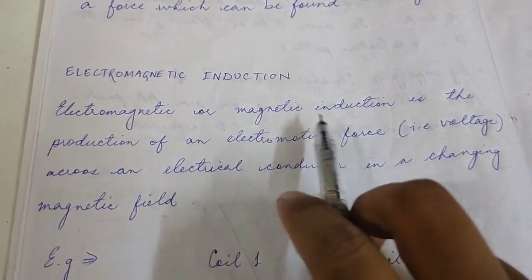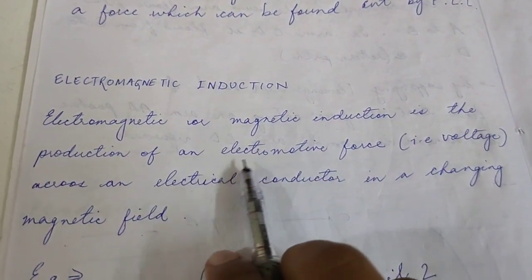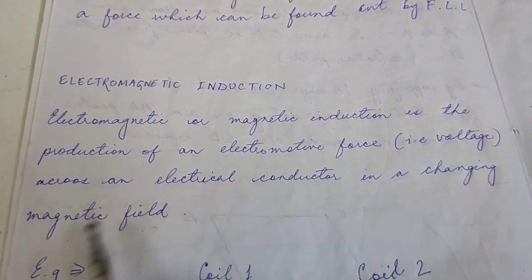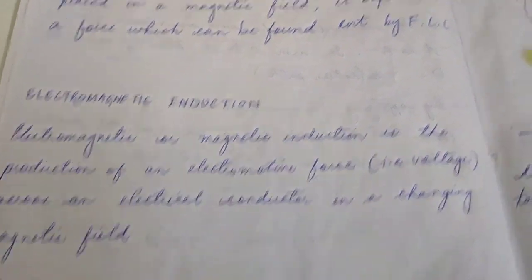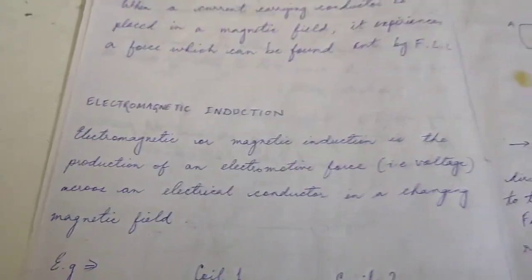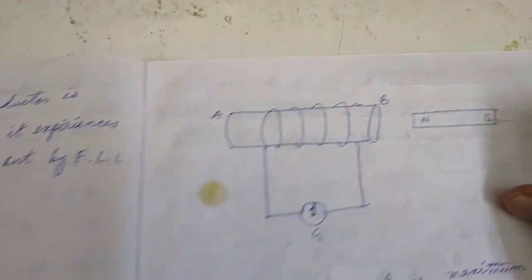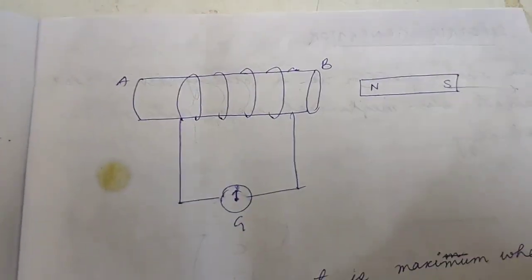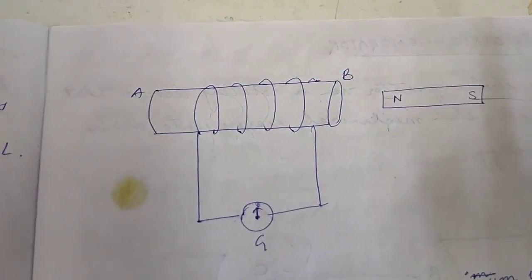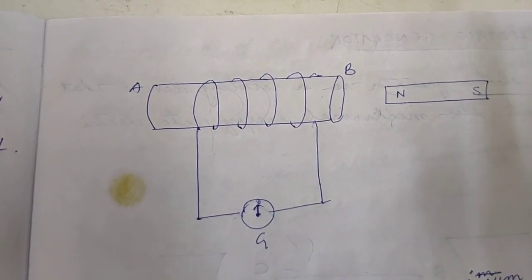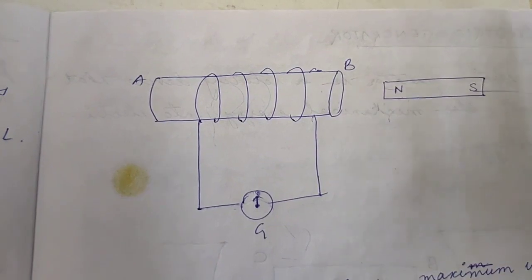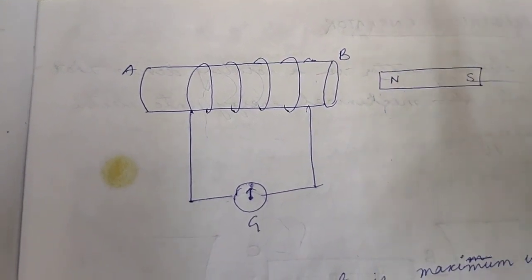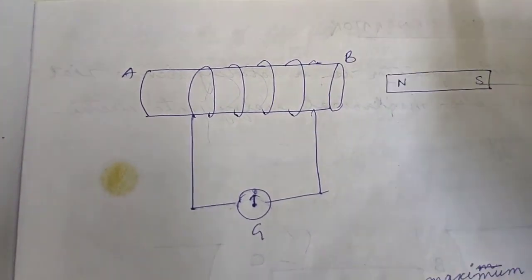Electromagnetic or magnetic induction is the production of an electromotive force, that is voltage, across an electrical conductor in a changing magnetic field. As taught to you in an earlier class, when a current carrying coil is placed in a magnetic field, it experiences a force, and a moving magnet will produce some current, as told by Faraday. So now let us give an example.